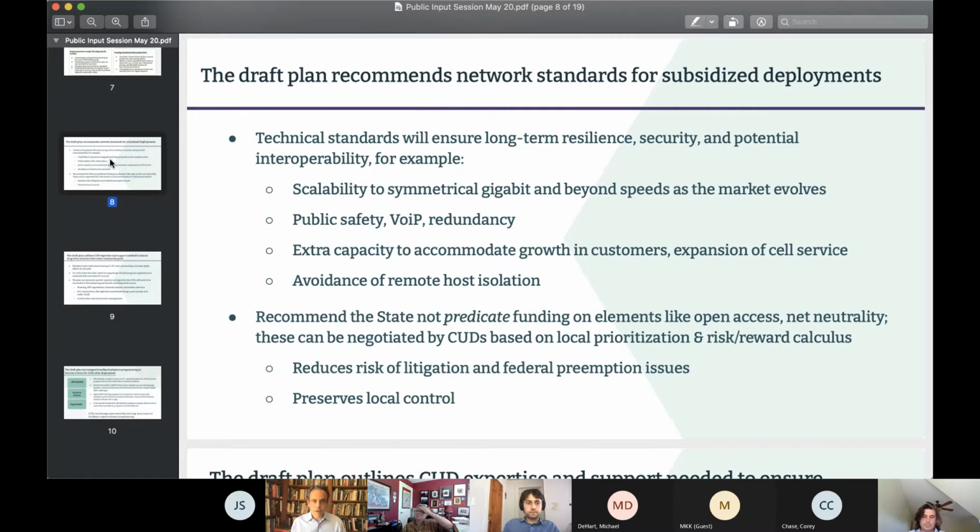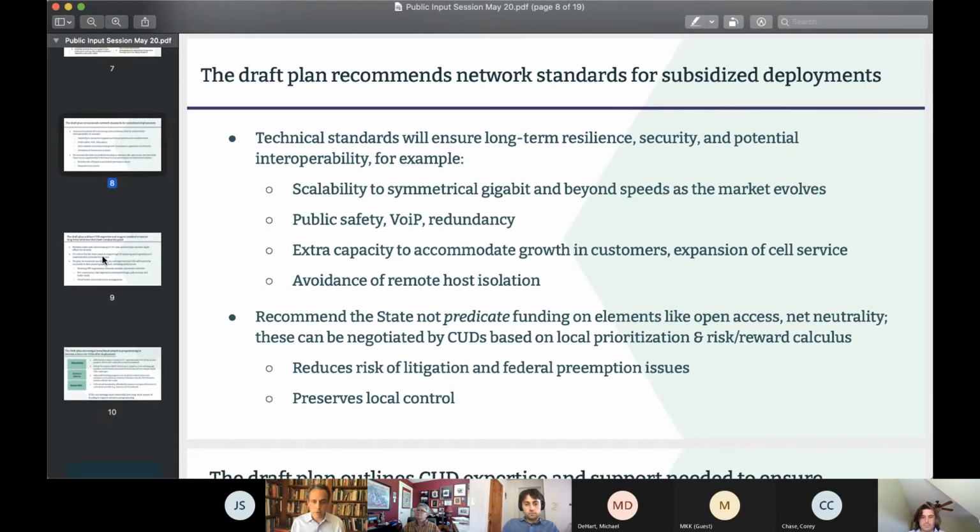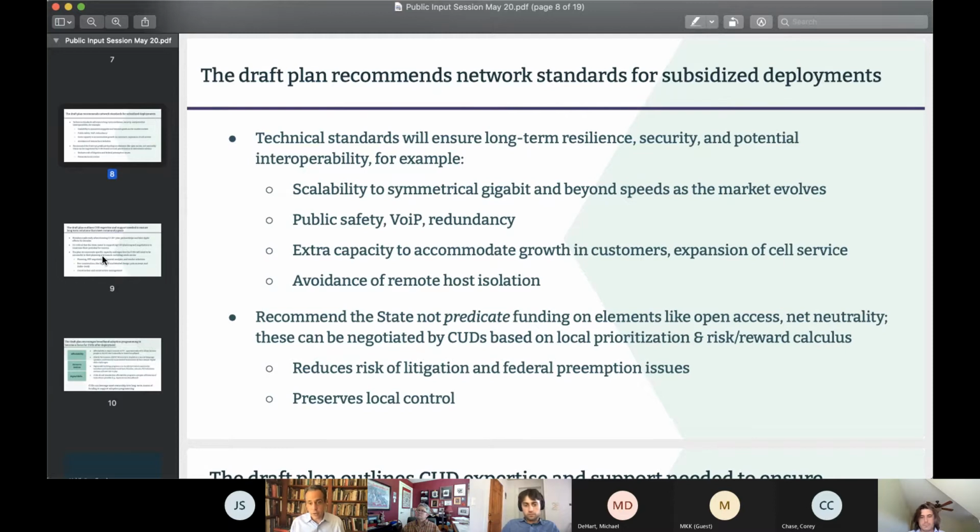There are some additional recommendations that the state is recommended to prioritize, including the scalability to symmetrical gigabit and beyond, public safety, voice over IP and redundancy, and avoiding remote host isolation, which we don't think is actually additive to a long-term process, as well as making sure that there's the potential for expanding cell service, which we all know is important, either through small cells or larger cells.